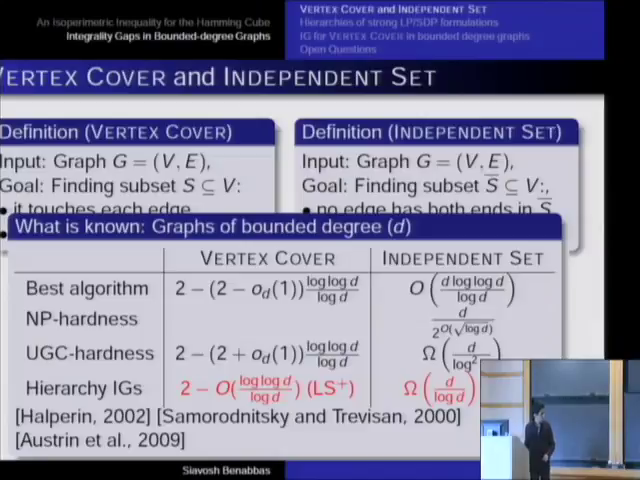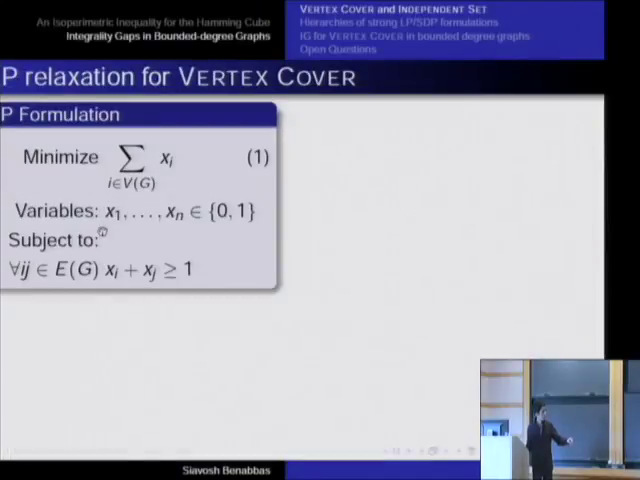So our results are these lower bounds on these integrality gaps. Let me tell you what these integrality gaps are. Where do they come from? Okay, so let's say we want to write a linear program for vertex cover. For the rest of the talk, I will talk about vertex cover, but everything applies to independent set.